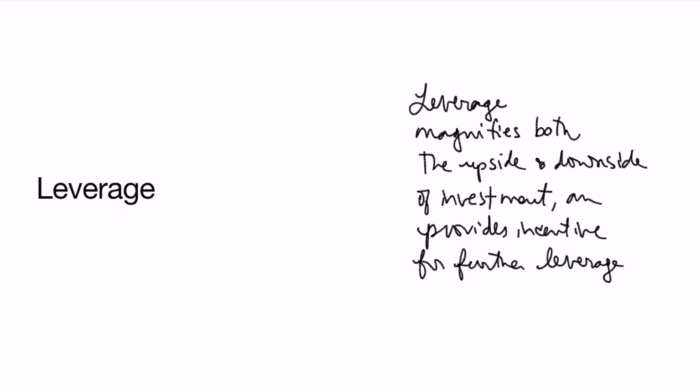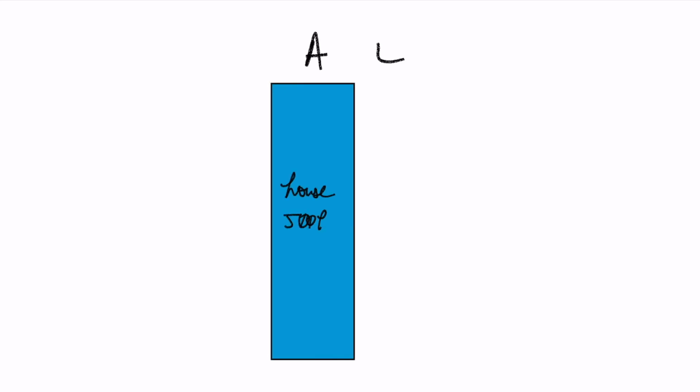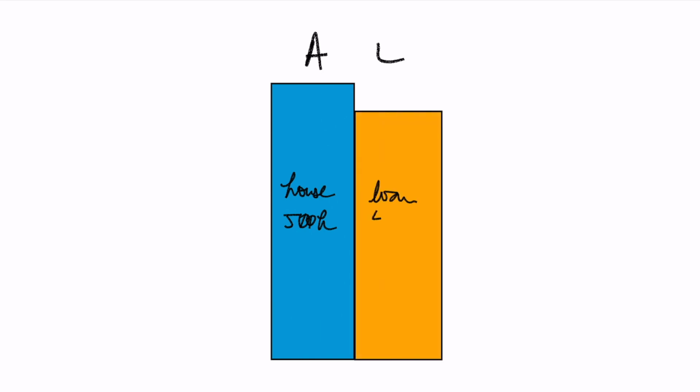Suppose you'd like to buy a $500,000 house and have $50,000 to put down, or 10%. You would therefore borrow 90%, or $450,000. Your balance sheet, showing assets and liabilities with regard to the house, would look something like this. Let's look at two scenarios, one where the house value increases and one where it decreases.